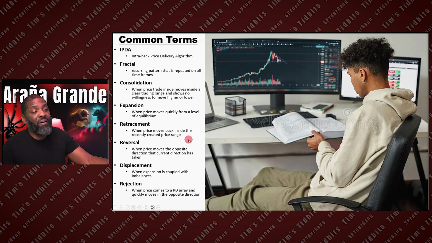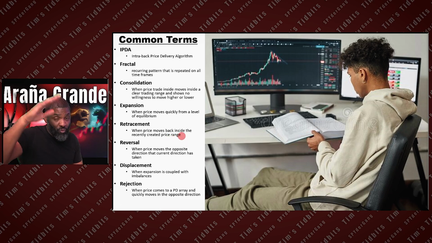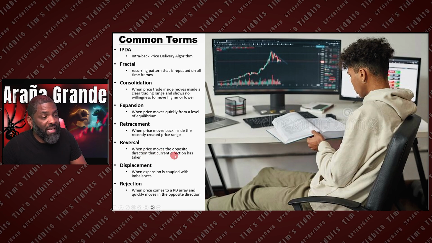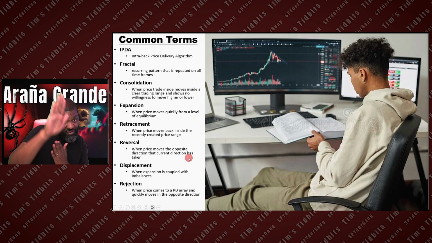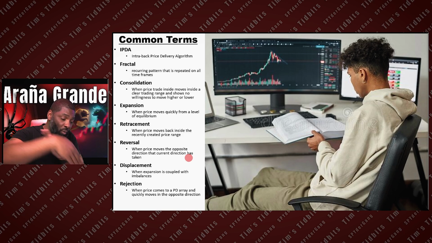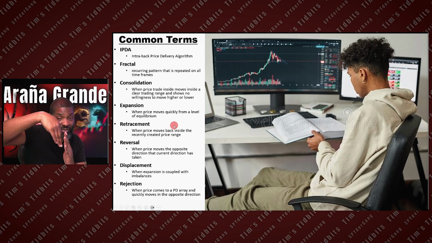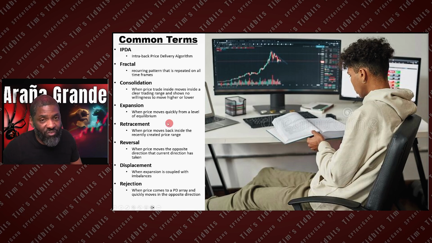Retracement, when price moves back inside a recently created price range. So if price expands rapidly, when it comes back into that range that it just made, that's called retracement. Reversal, when price moves the opposite direction that current direction has taken. So say if you're going up and then you turn around and go all the way past the low and start going down, that's a reversal. So a reversal will start out looking like retracement, but you know it's a reversal when you trade all the way past the other end of the dealing range and keep going. Now you know, hey, this is a reversal.